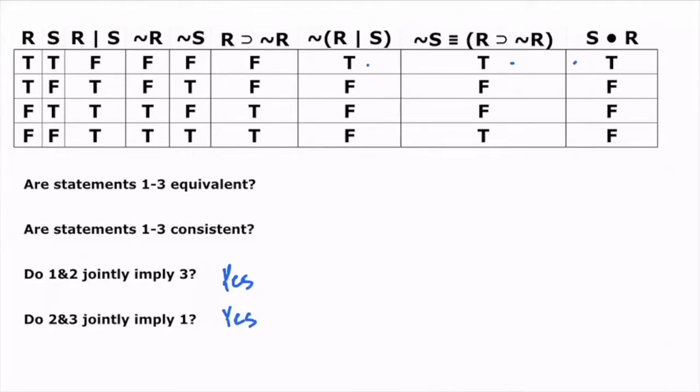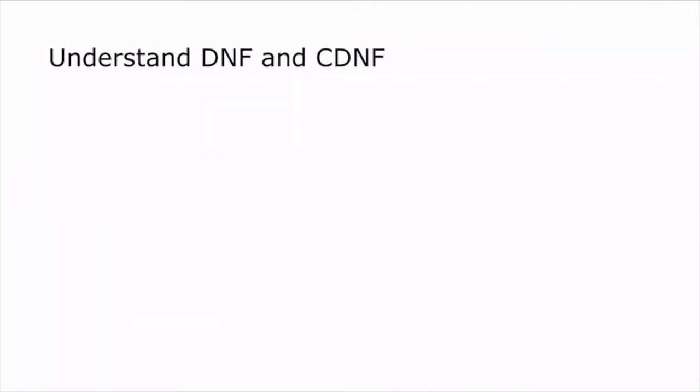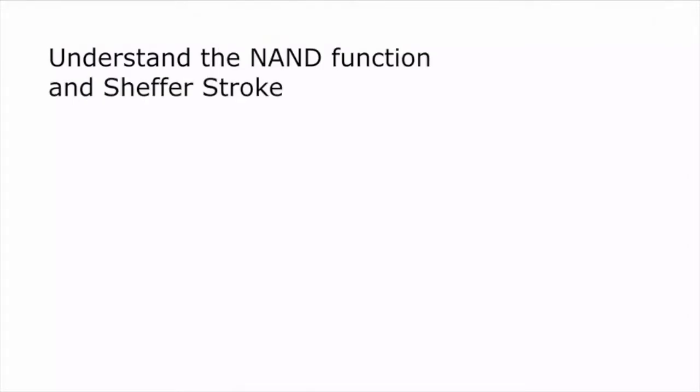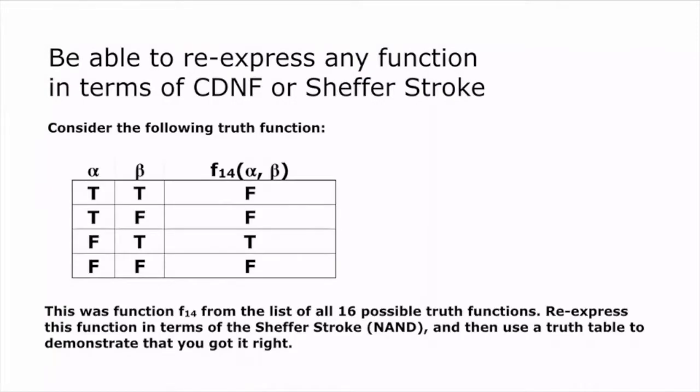So this would be an example of using the Sheffer stroke and biconditional operator in truth tables to answer questions. So make sure you can do that sort of thing. Next, for understanding disjunctive normal form and canonical disjunctive normal form, you might have questions like this. Make sure you can re-express any function, both in terms of canonical disjunctive normal form and Sheffer stroke. So you might get a question like this.